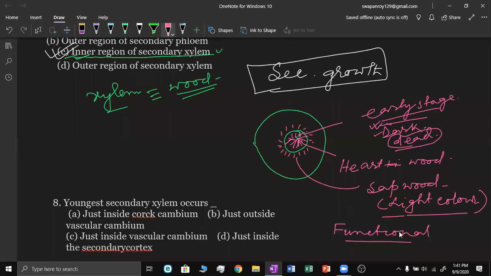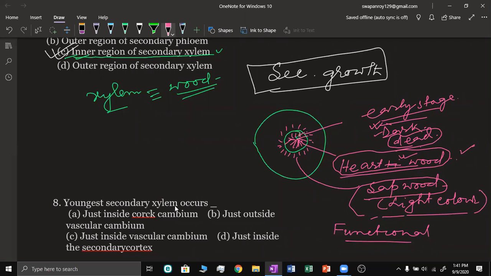Functional, that is conduction of water etc., takes place through the xylem of the sapwood, and heartwood cannot carry out this transportation of water. So heartwood only provides mechanical support.